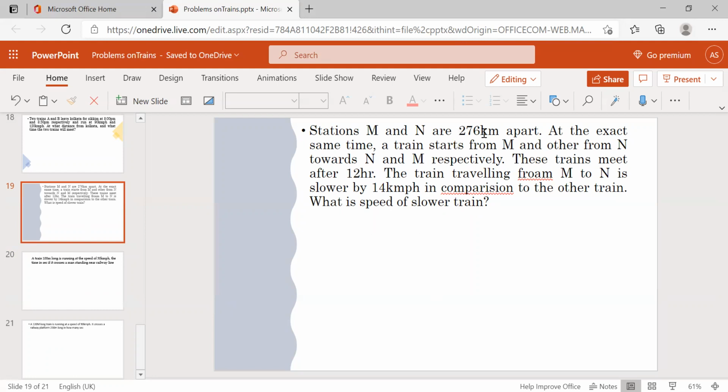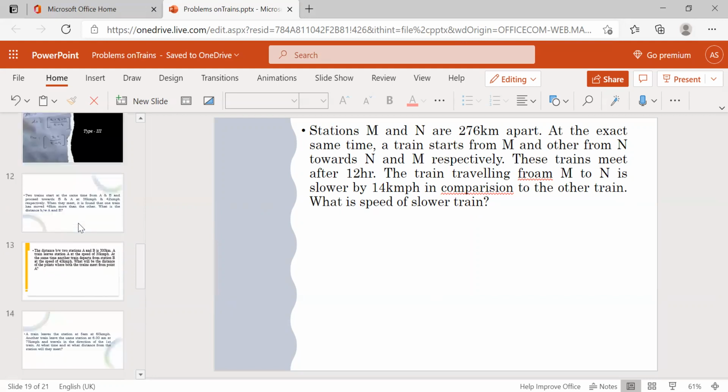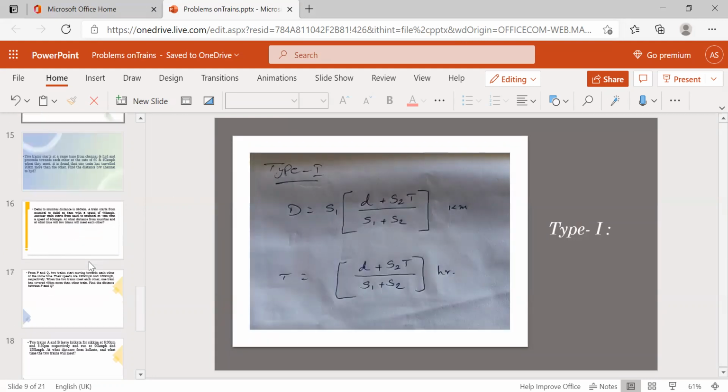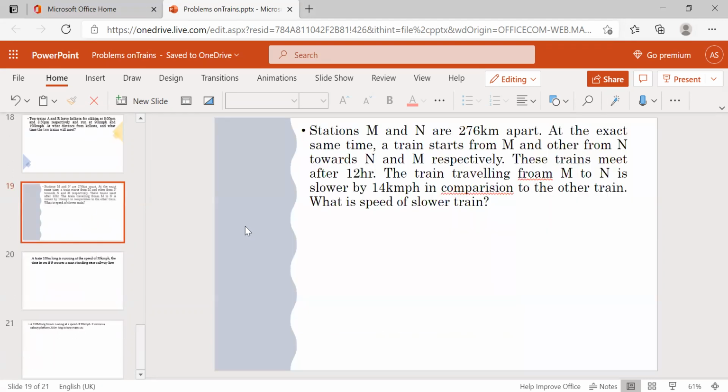So how are we going to solve this? They have given the distance here, so it comes under the first type. But in the first type, what do we require? S1 and S2, but they didn't give the speeds S1 and S2. So without that, how can we solve with the formula? We can't. So you must know the concept, how we are going to start and how we are going to end this one.